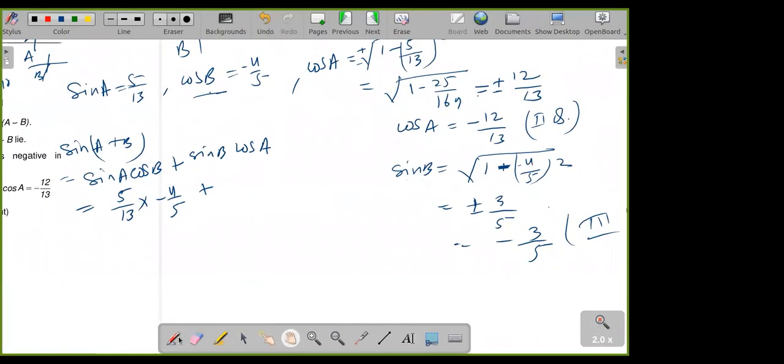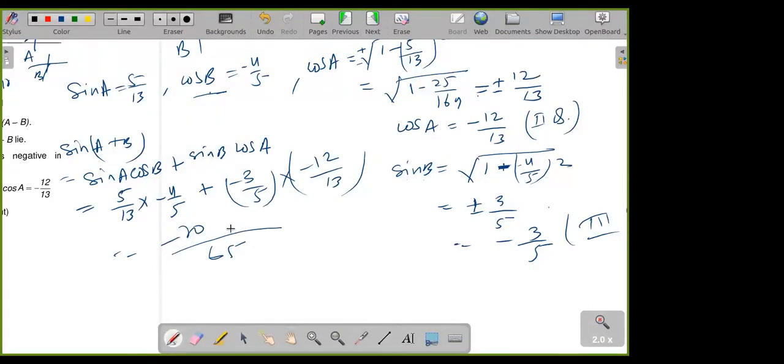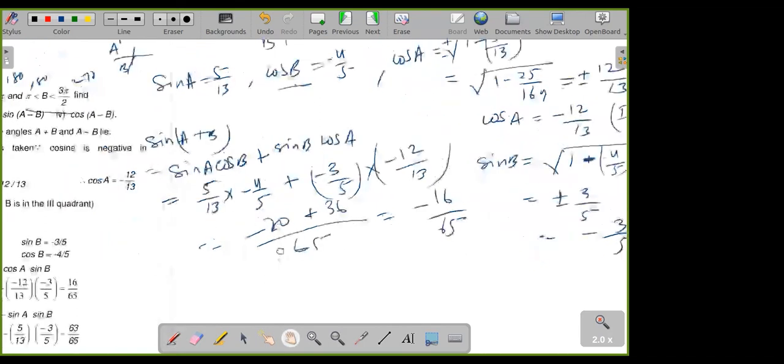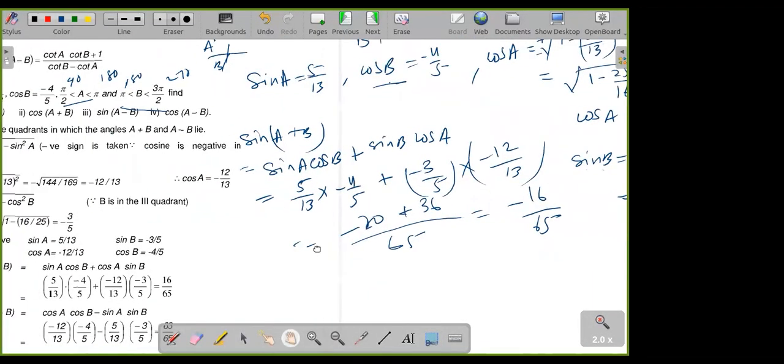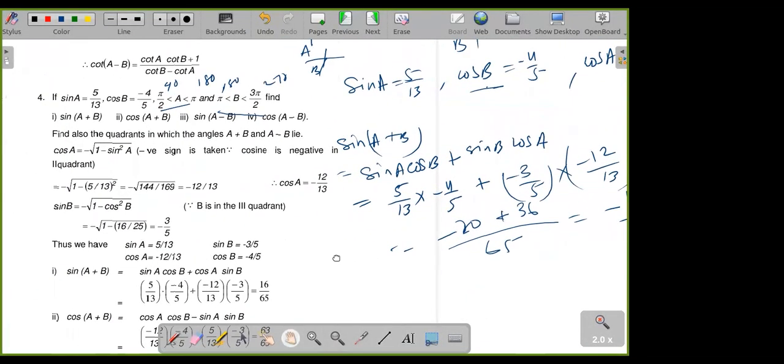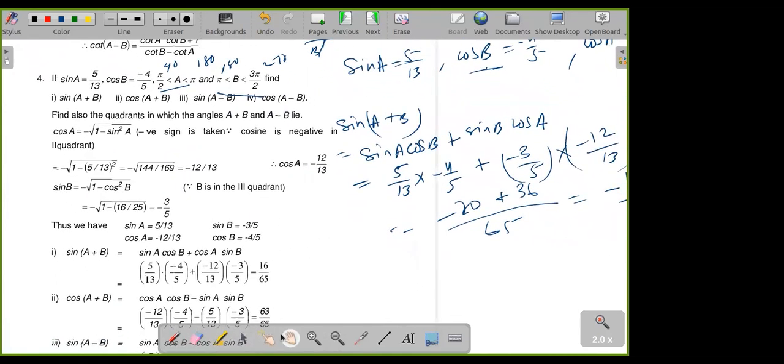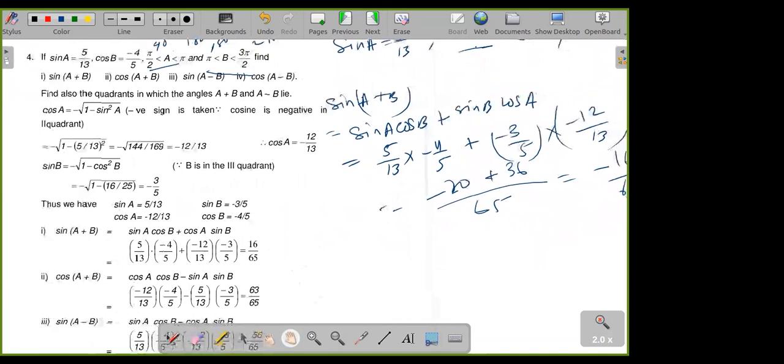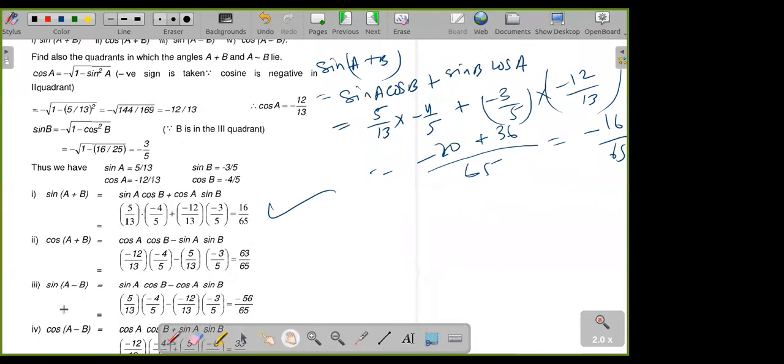Now we can put sin B, that is minus 3 by 5, and cos A, that is minus 12 by 13. So it will be minus 20 plus 36, minus 16 by 65. Am I wrong? Yeah, right. Okay, in a similar way we can find everything, like cos(A plus B), sin(A minus B), cos(A minus B).